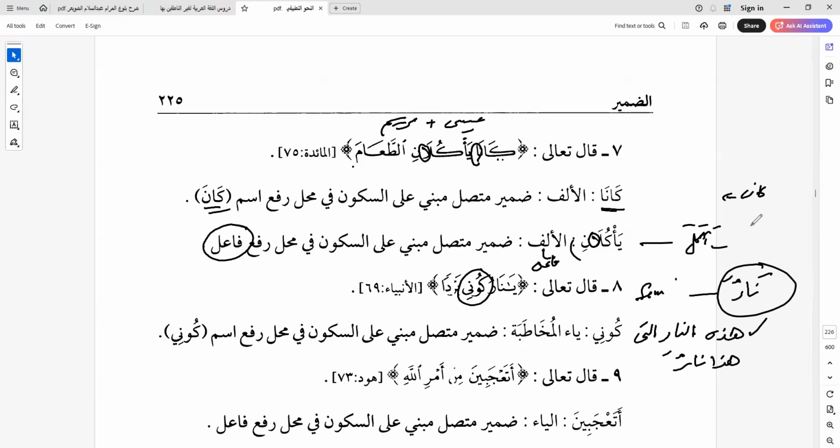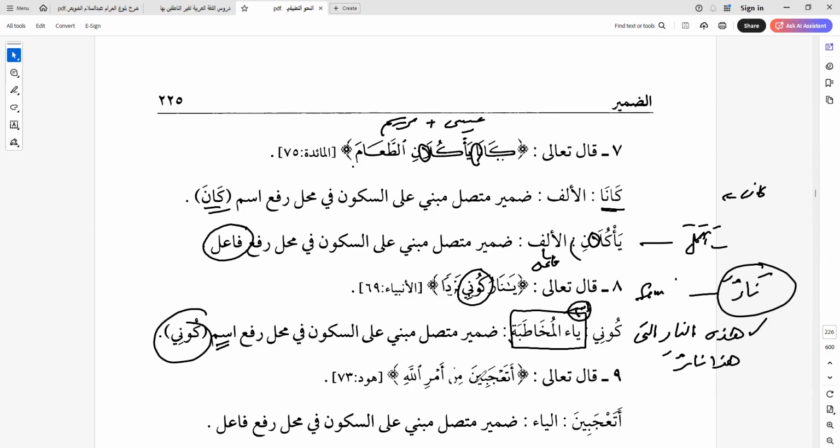So كوني, again, remember كان. كوني ياء المخاطبة, isn't it? The ya here, ياء المخاطبة. Now, ياء المخاطبة is a ضمير. And ضمير is a form of ism. So therefore, the ياء المخاطبة is going to be اسم كوني or اسم كان. ضمير متصل مبني على السكون في محل الرفع اسم كوني.